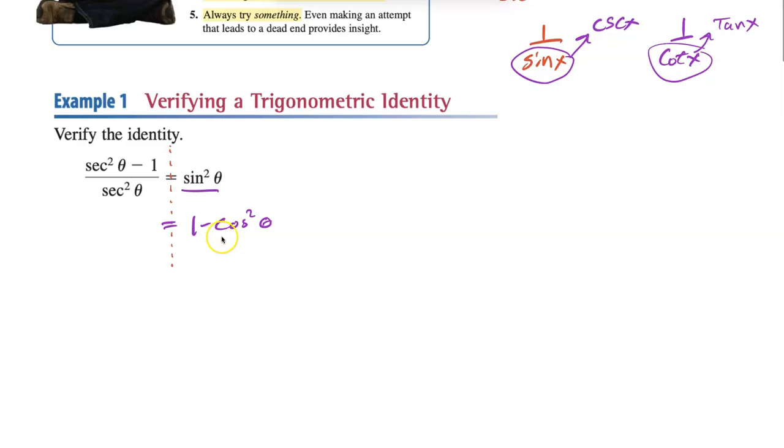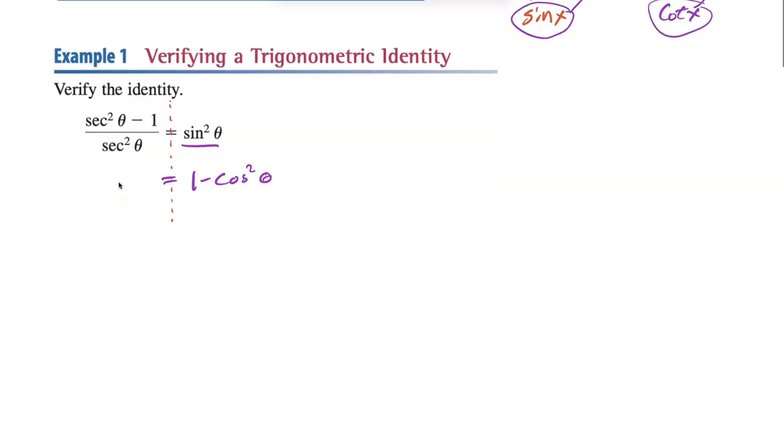This is 2 things now. This is 1 thing. So anytime you have 2 things on top and 1 thing on the bottom, you have to break this up. So that's what I'm going to do next. I'm going to go secant squared over secant squared minus 1 over secant squared theta. I'm going to break it up since it's a fraction. I'm going to put this over that and then this over that. Separate it out. Secant over secant is 1.